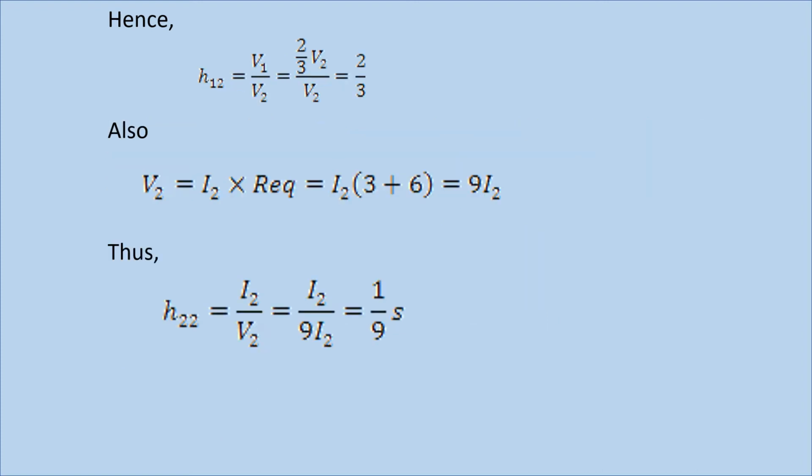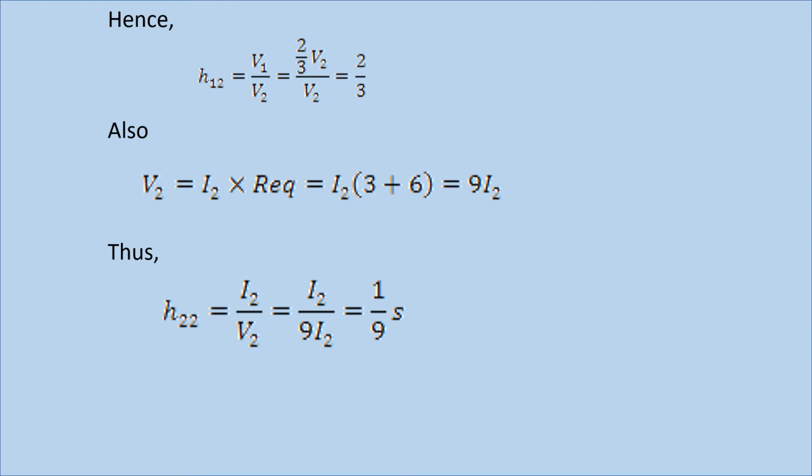Now, having calculated for our V1 in slide 8, we can now calculate for our open circuit reverse voltage gain, H12. Now, why is it called reverse voltage gain? Because normally our voltage gain should be output voltage over input voltage. That's when we call it forward voltage gain or normal voltage gain. But it's reverse voltage gain because instead of output over input, we have input over output. So our open circuit reverse voltage gain H12 is input voltage over output voltage, V1 over V2.